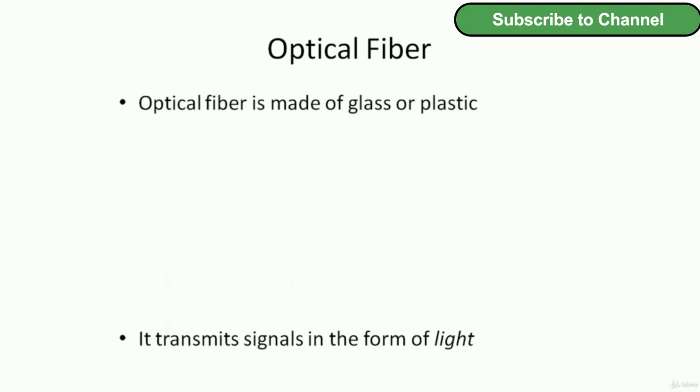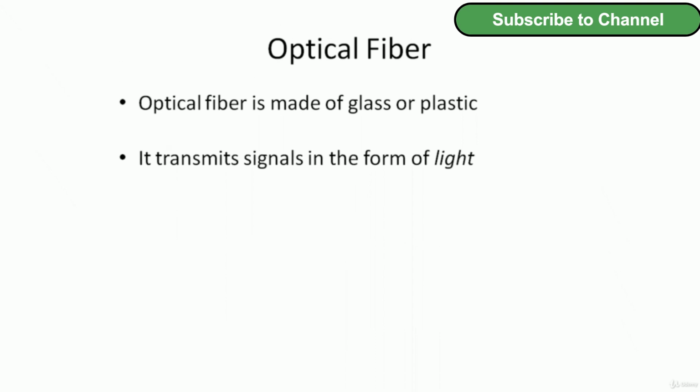Then the next invention is the optical fiber. As the performance of the coaxial cable is not up to the mark, meaning if the frequency increases, the signal goes on decreasing, the attenuation takes place. Hence, the next invention is the optical fiber cable, and optical fiber is made up of glass or plastic. It transmits the signal in the form of light.